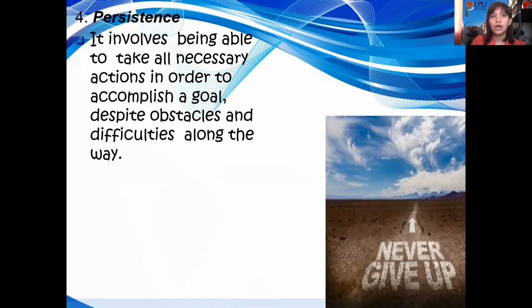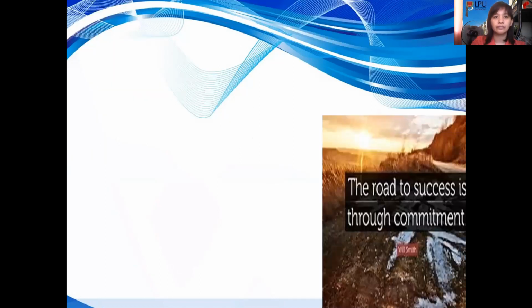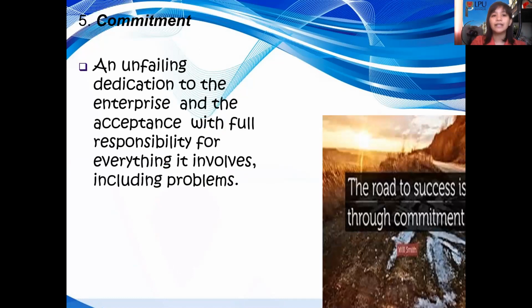So even though you fall, still you manage to rise up again and move on and do something better and do more to achieve your goal. Commitment. An unfailing dedication to the enterprise and the acceptance with full responsibility for everything it involves, including problems. So it can include support of the goals in business, and you are committed to achieve your goals.